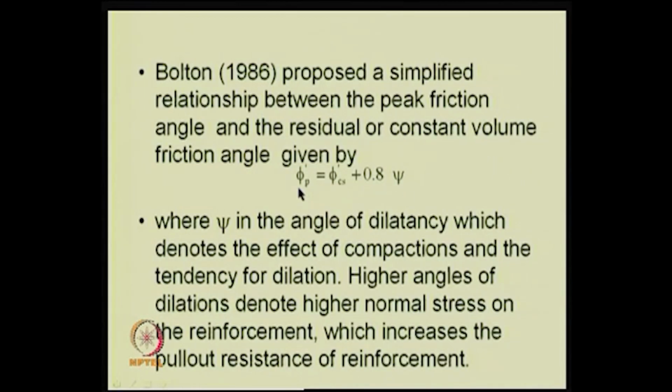There is an equation given in terms of phi dash peak, which is nothing but a constant strain angle phi from the residual angle plus 0.8 times psi. The psi is the angle of dilatancy, which denotes the effect of compaction and the tendency for dilation. Higher angles of dilation denote higher normal stress on the reinforcement, which increases the pull out resistance.